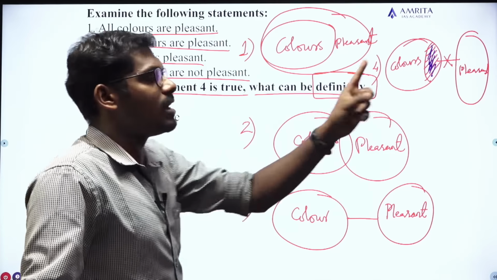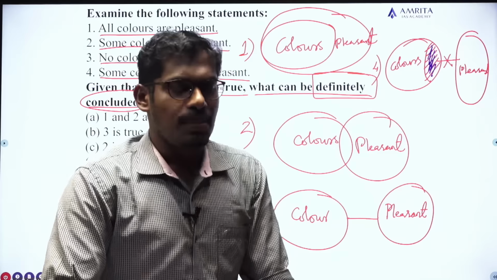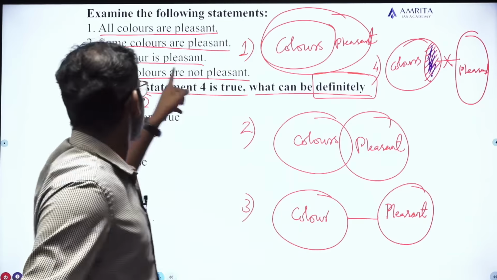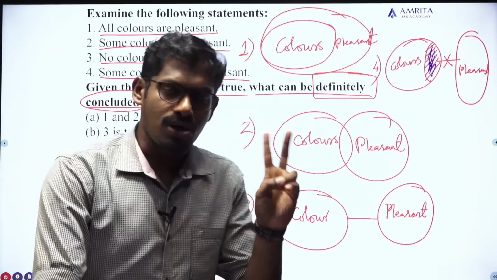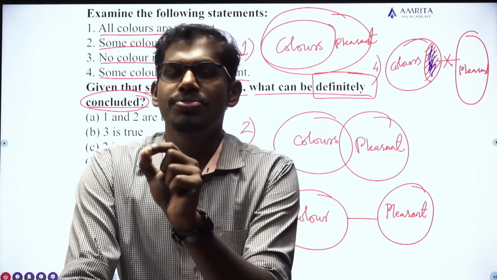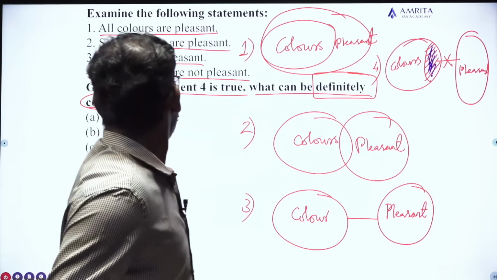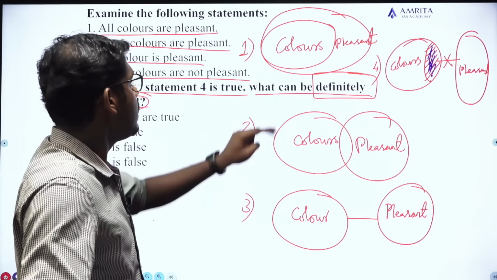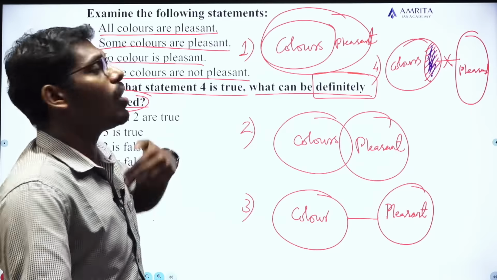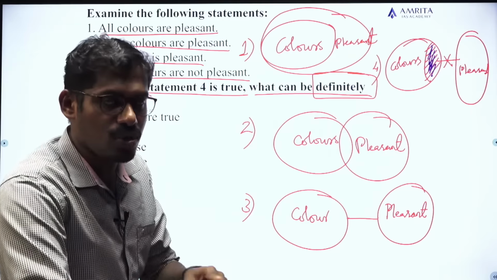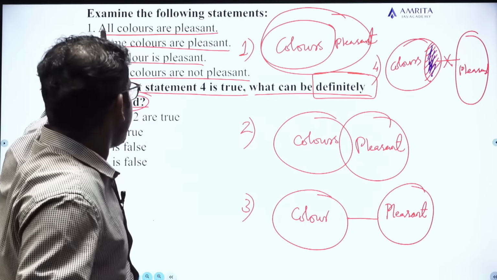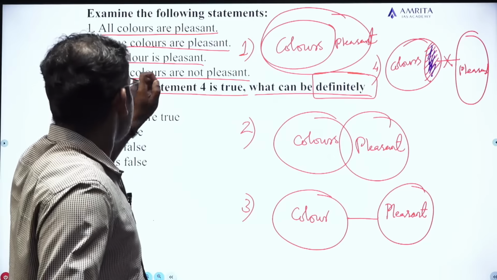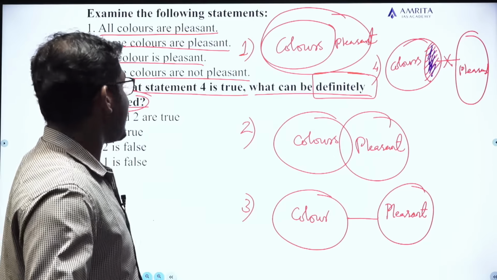Suppose there are 10 colors and two colors are not pleasant. Some colors are not pleasant means out of the total 10 colors, two colors are not pleasant. But the first statement says all colors are pleasant, while actually two colors are not pleasant. Then we cannot say that all colors are pleasant. So it is definitely an incorrect one.